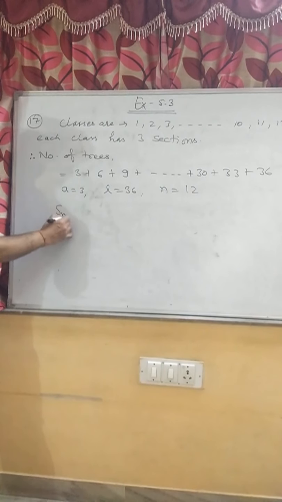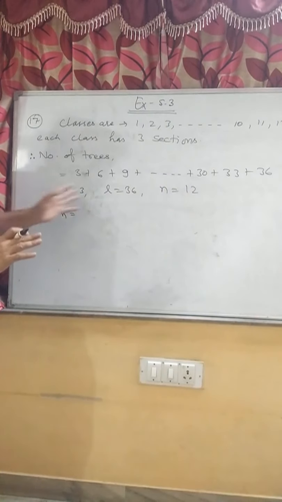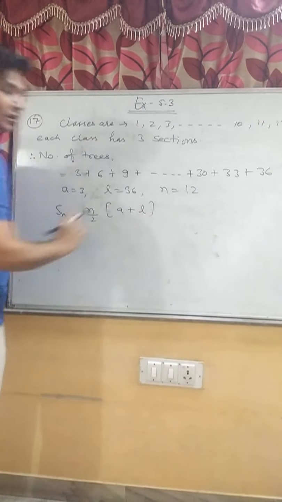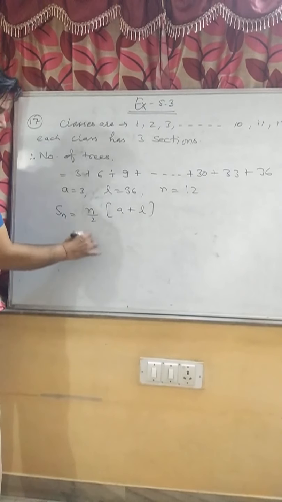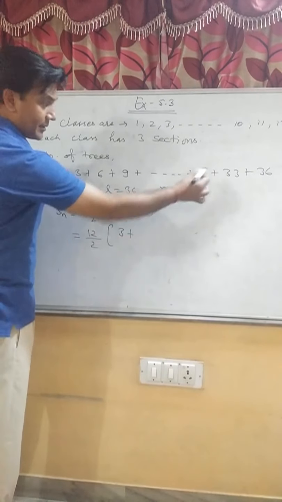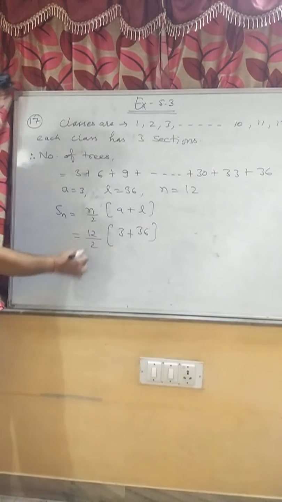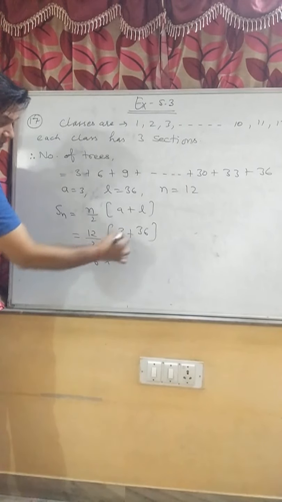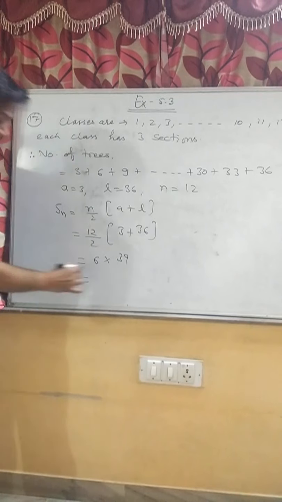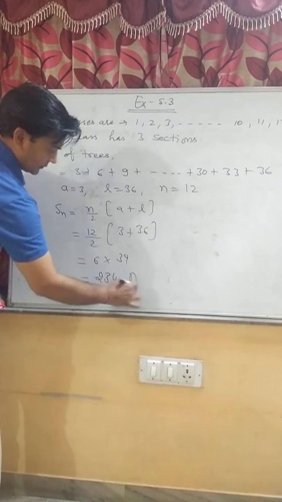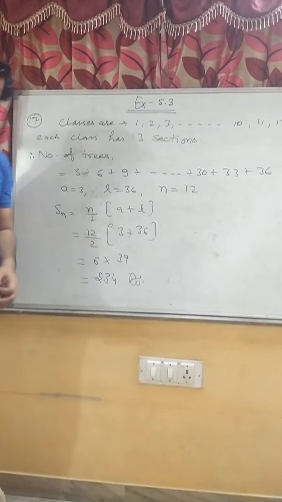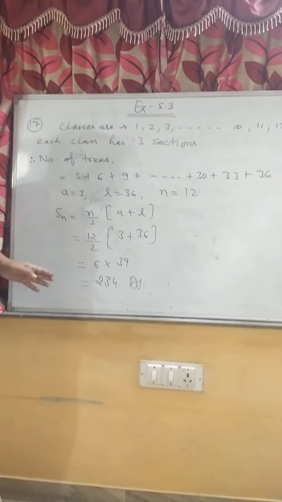So Sn, the sum of n terms, is n by 2 bracket a plus l. Substitute the values here: n is 12, so 12 by 2, a is 3 and the last term is 36. So 12 by 2 is 6, 36 plus 3 is 39. 39 into 6 is 234. So total plantations are 234. This is the 17th problem.